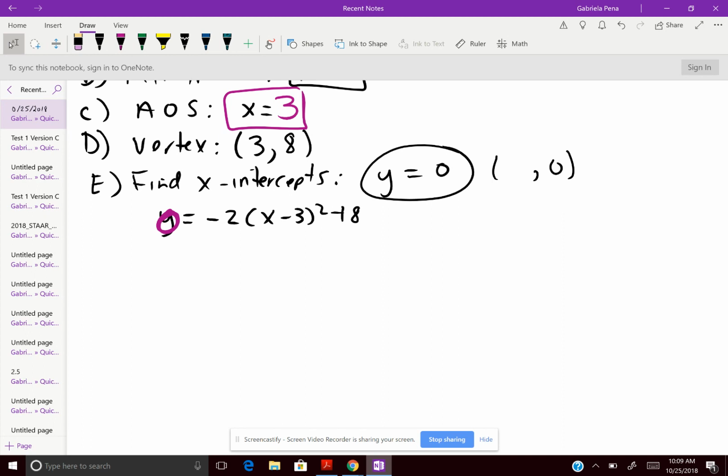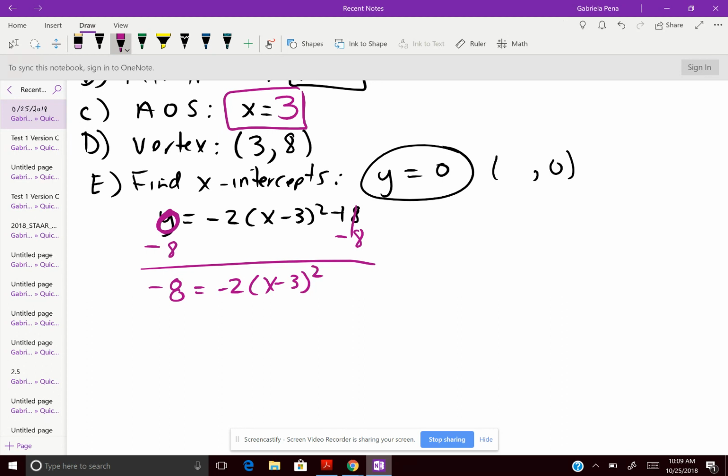The -2, but before the -2, the 8. We need to get rid of the 8 by subtracting 8 first. So -8 equals -2 parentheses x minus 3 squared.